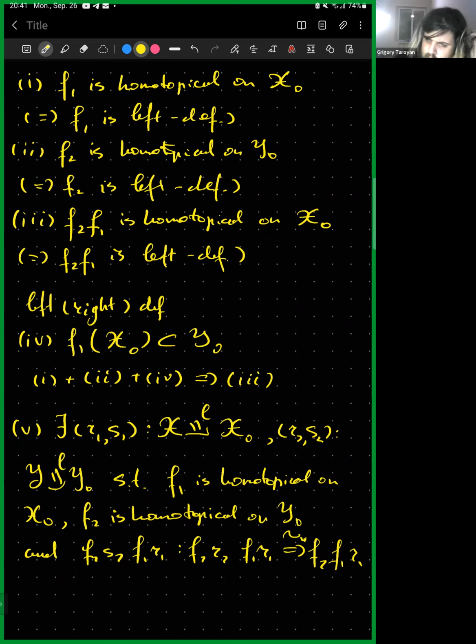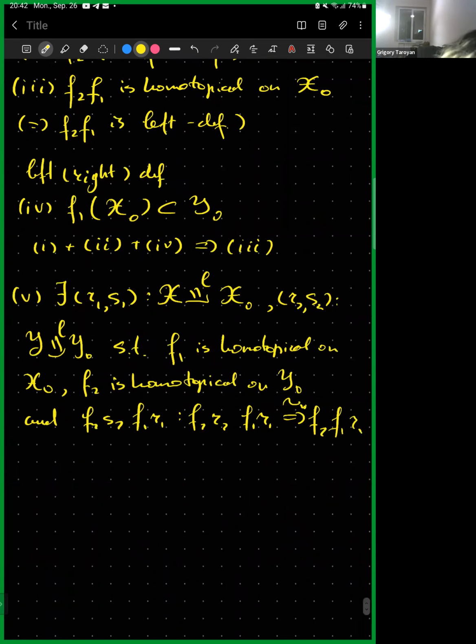Okay, so this last statement ensures that left or right deformable pairs behave nicely under compositions. So let me give a precise statement.